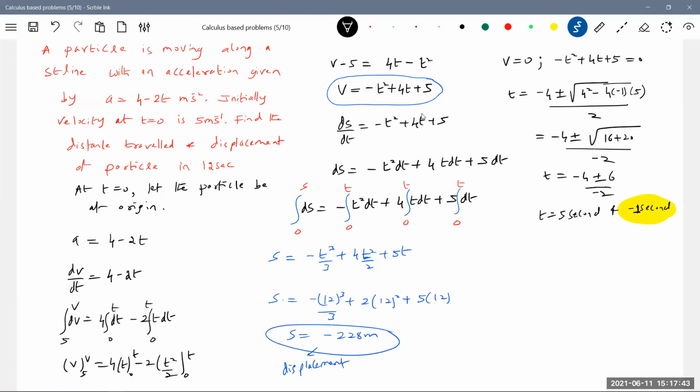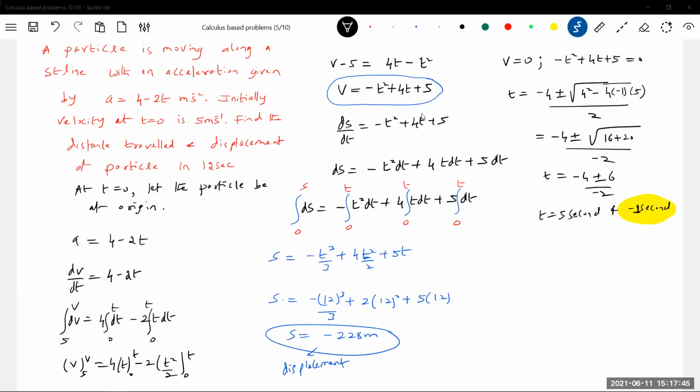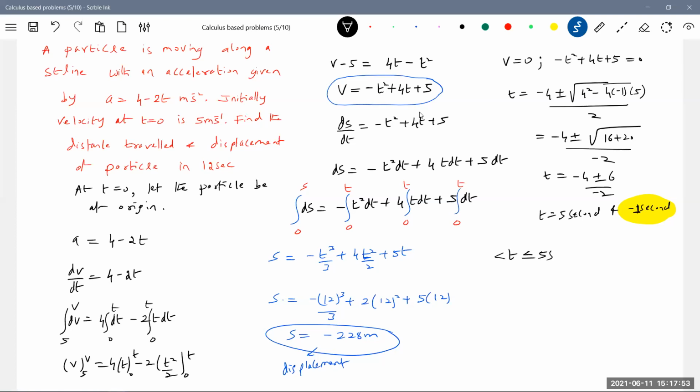Now we'll break up our entire motion into two parts. For t less than 5 seconds to 0, let's see. Just as a rough idea, put t equal to 1 second. v will be positive, sir. You'll get the direction. The other part will be negative. So for 0 to 5 seconds, it will move along the positive x-axis. After 5 seconds, it will change direction of motion.